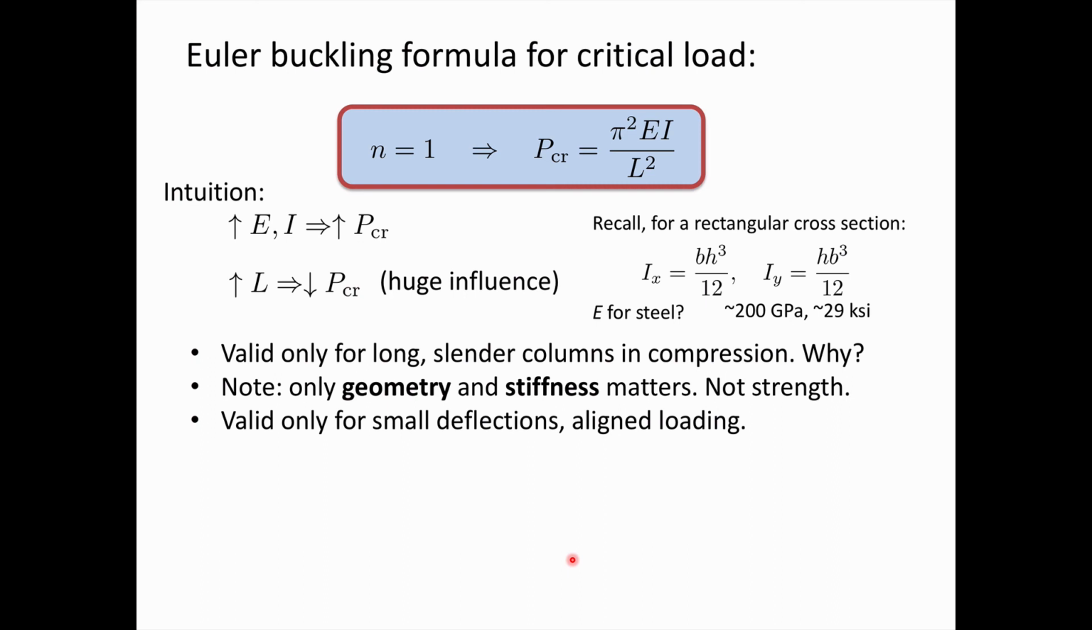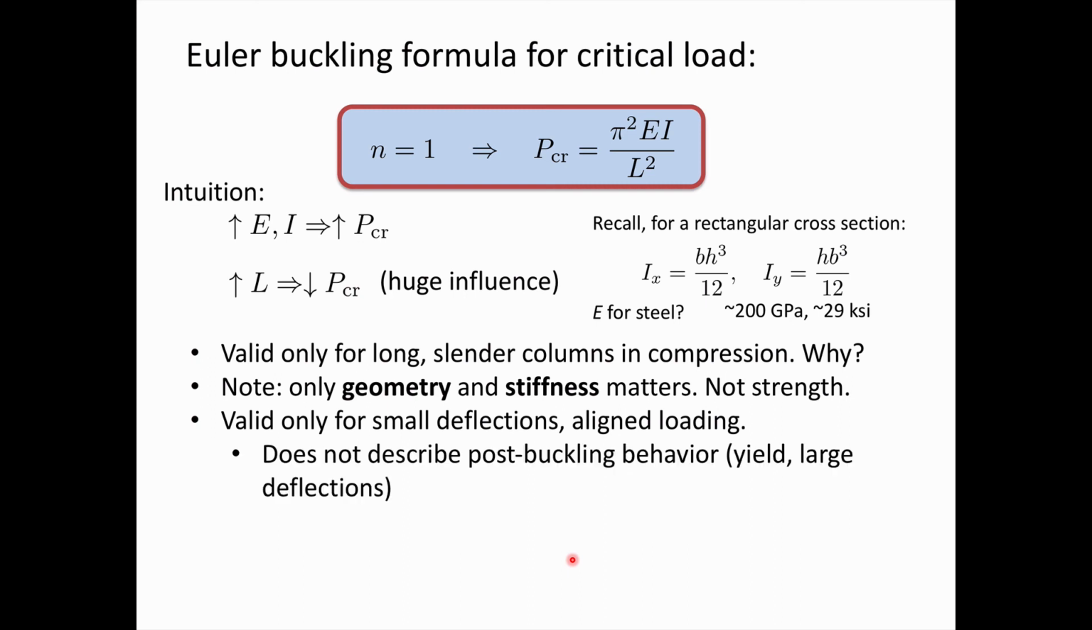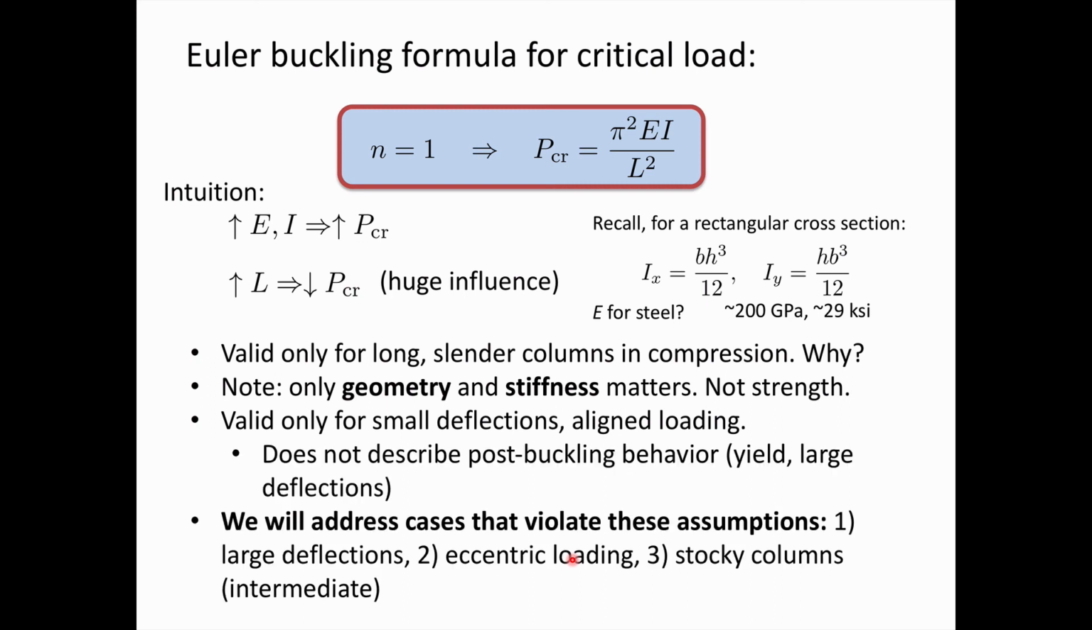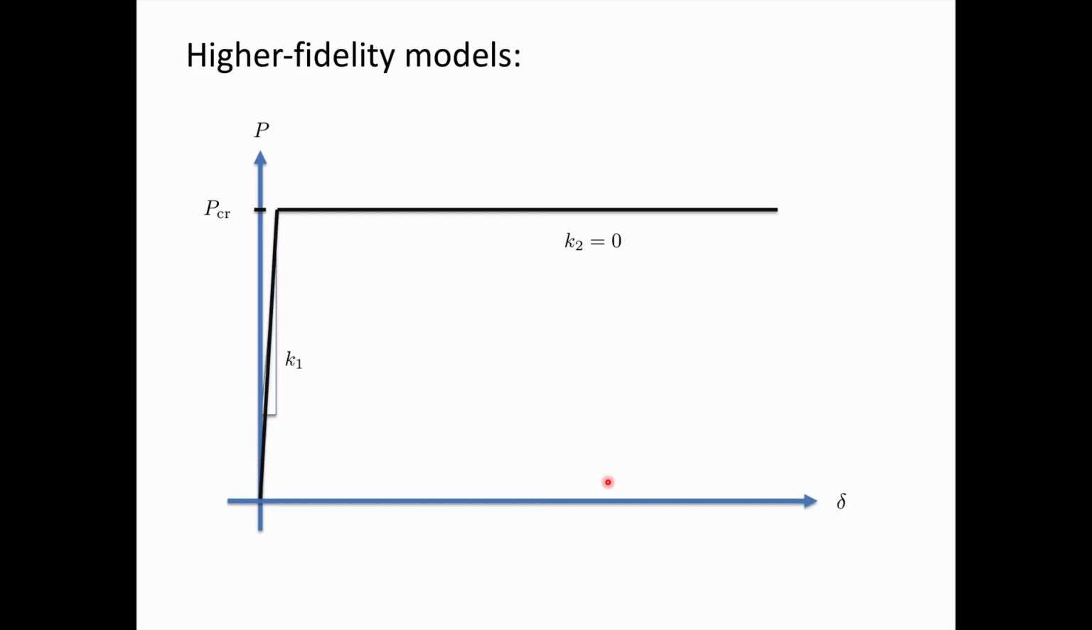It's only valid for small deflections, aligned loading, doesn't describe post-buckling behavior, and in follow-on lectures, we're going to address other cases that violate these assumptions. We're going to look at what happens when we have large deflections, what happens when we have eccentric loading, or in other words, if there's some error in how the load is applied to the column. And then also looking at what we call stocky or intermediate columns, where it's not long and slender, and then some other behavior comes into play.